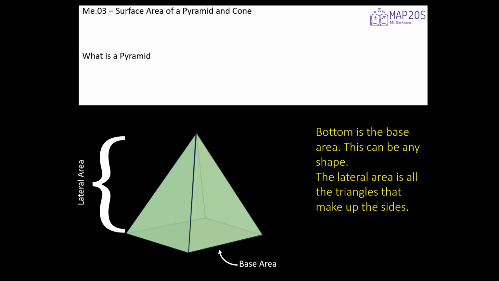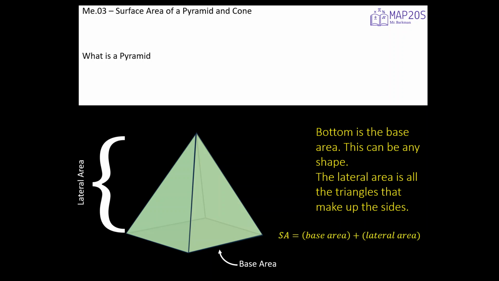Think about that you have a pyramid sitting on a desk or a table or the floor or the ground, whatever you want to think of. And what is visible? Well, it's these triangles that meet at the point. The base is not visible. The lateral area is.